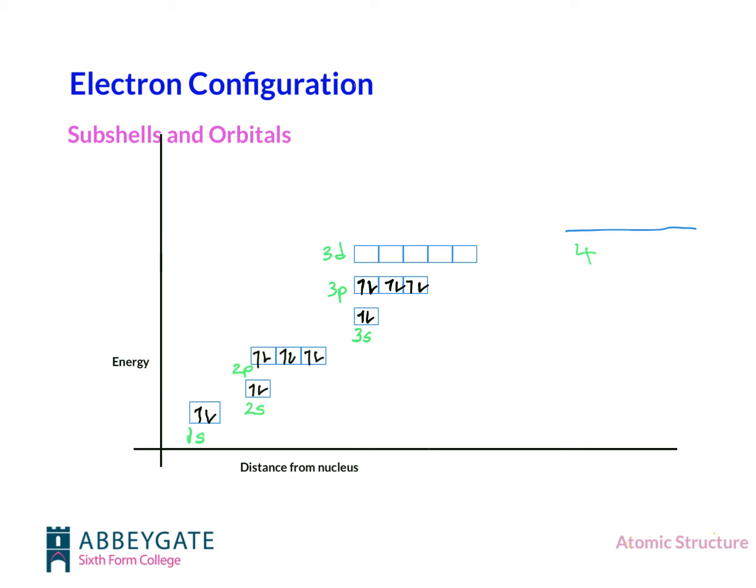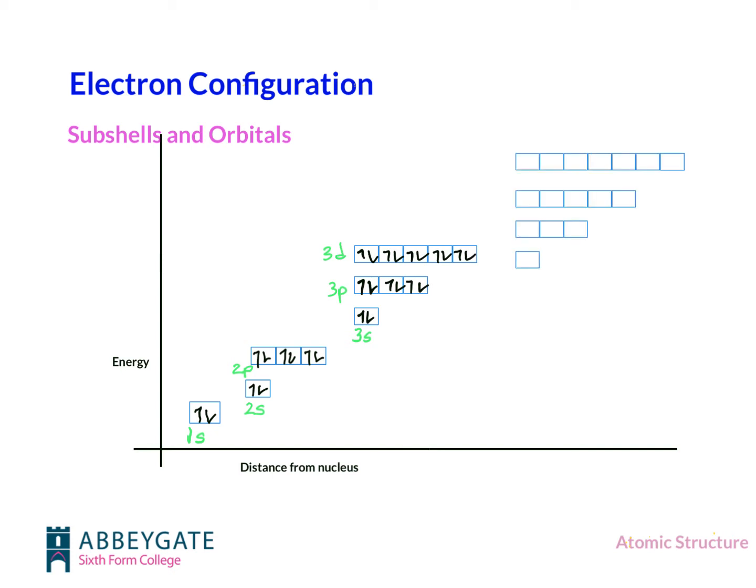Again, each one can contain a maximum of 2 electrons, and we fill them up one at a time and then pair them. So we can have 10 electrons in the 3d. Now, if I add in the fourth energy level, the fourth shell is split into 4 subshells. Again, we're further from the nucleus and higher in energy. Although you might notice that there's a slight overlap between the 3d and the 4s, and this is important later on. So you need to remember that the 4s is ever so slightly lower in energy than the 3d.